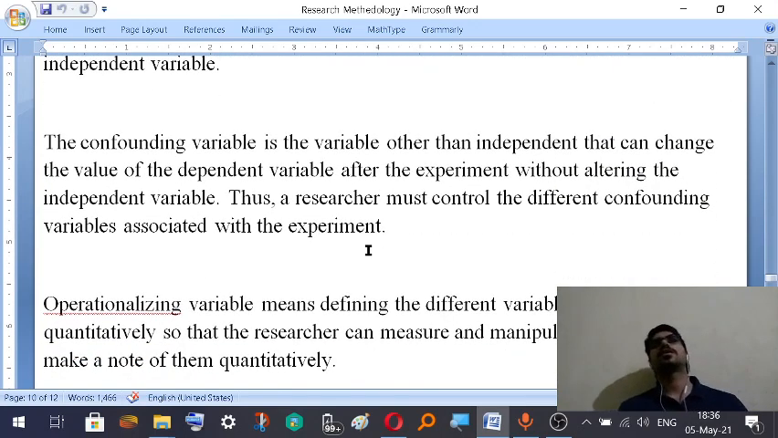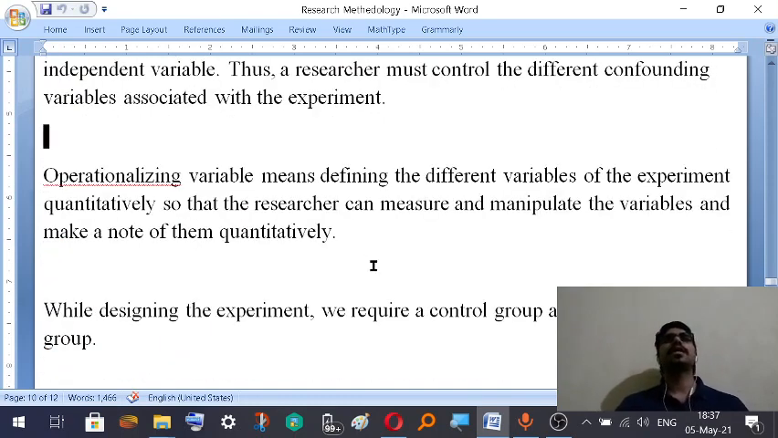The next is confounding variable. The confounding variable is a kind of variable that is different from the independent variable. However, it also controls the output of the experiment. In other words, the confounding variable can also change the value of dependent variable. That's why before starting the experiment, researcher must make sure that he or she has controlled all those confounding variables.